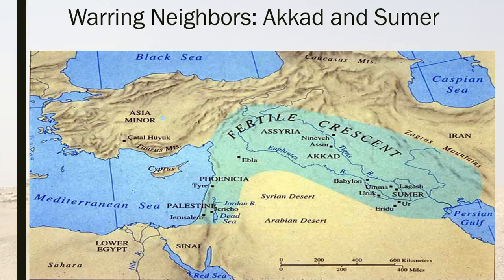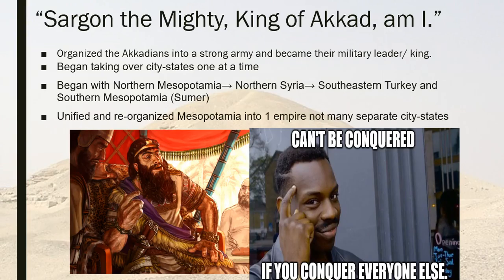Well, one of those warring neighbors was a civilization called Akkad, and as you can see, Akkad is here on the screen. It is still in Mesopotamia, but it's just in a different area and a different civilization. So just a little further northwest of Sumer. Well, Akkad decided that they wanted to build an army, and they were led by a man named Sargon. Now, Sargon called himself Sargon the Mighty, King of Akkad, and he organized the Akkadians who lived in Akkad into a strong army, and he appointed himself as their leader and as their king.